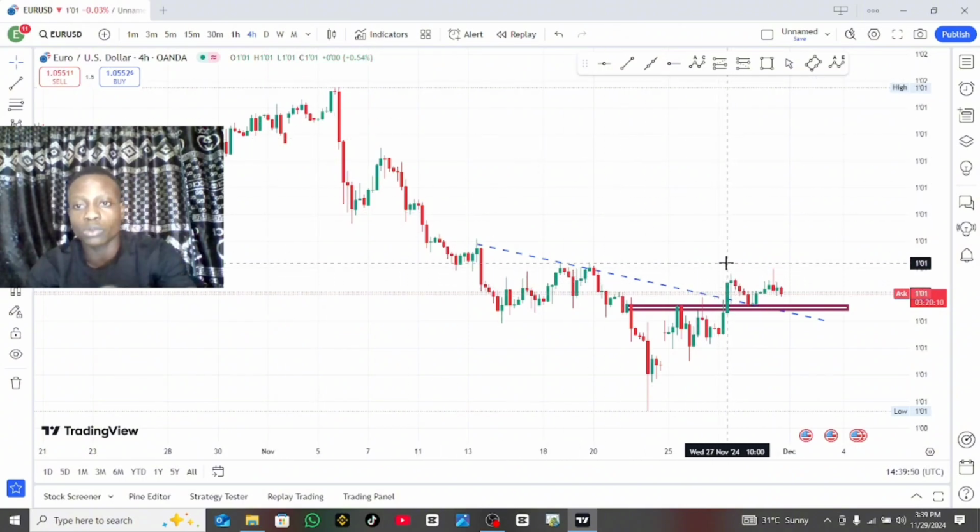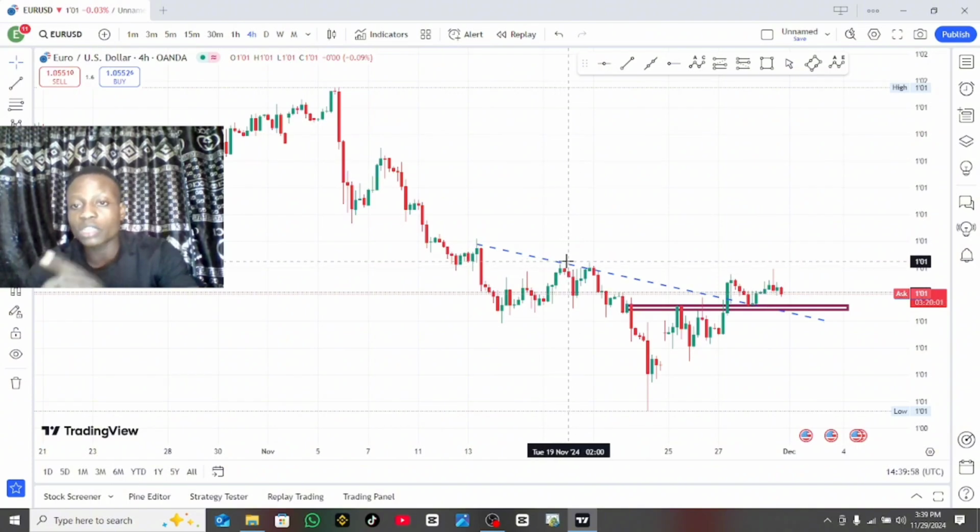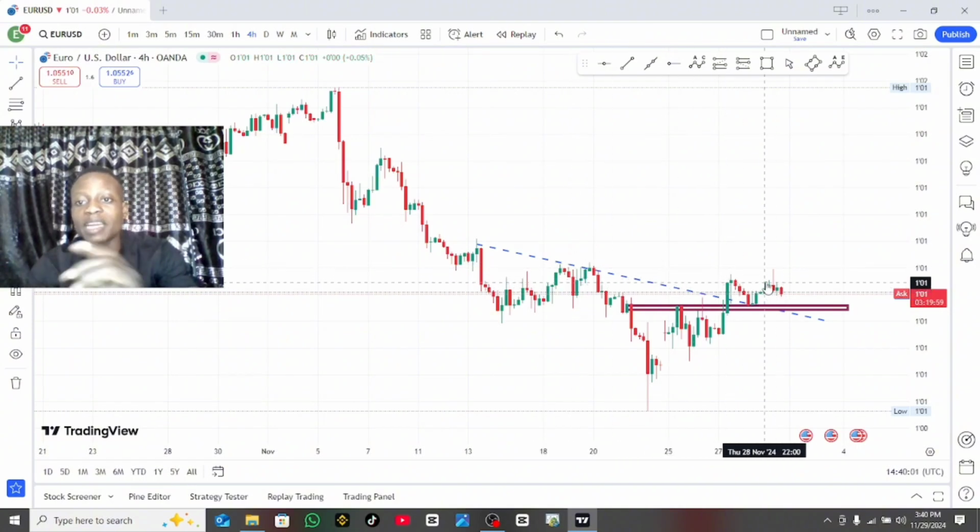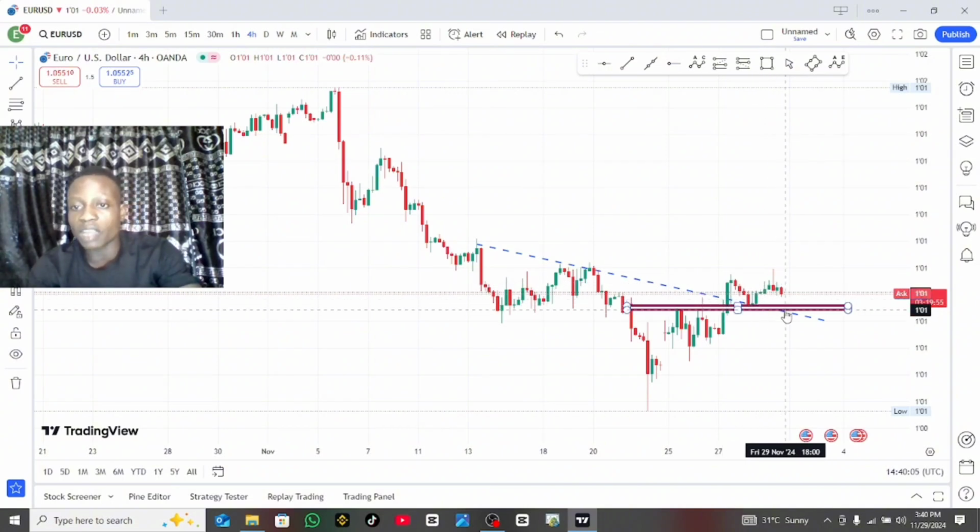I see this double top here, and immediately if you see a double top, what comes to your mind? It means the market is about to retreat back. And there is a support level here, and there's something I want us to do.